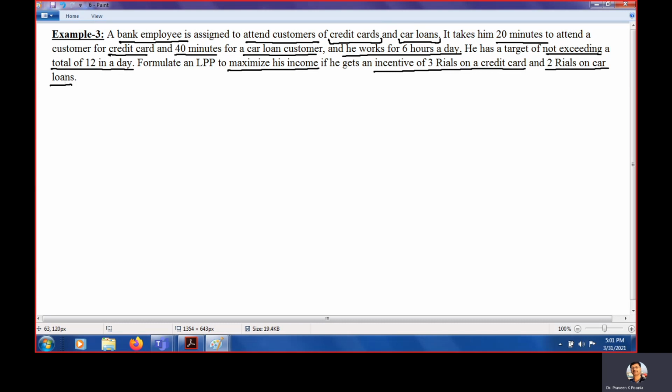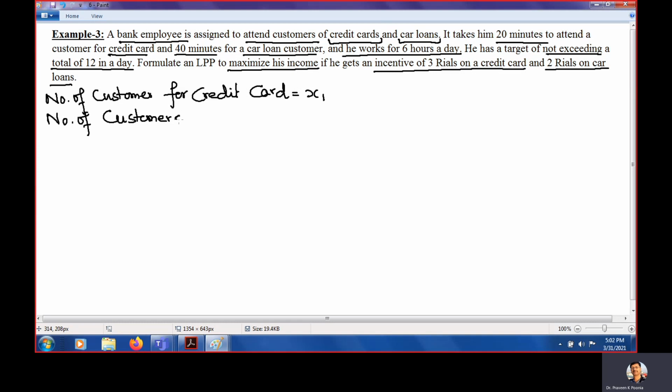That means what? There are two decision variables here. Number of customers for credit card is equal to x1. Number of customers for car loan is equal to x2. And if this is, let us make the table.